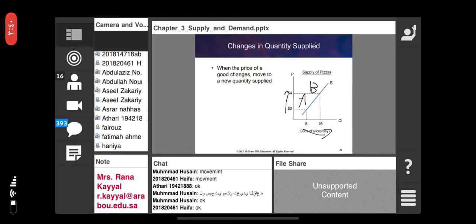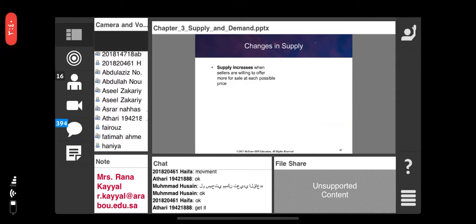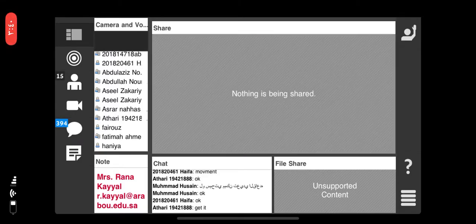Supply, the same concept. If price increases, I'm moving from point A to point B, so quantity is increasing from 8 to 16 on the same curve. But any other factor other than the price of the same product will lead to a shift. Shift to the right means increase, shift to the left means decrease.